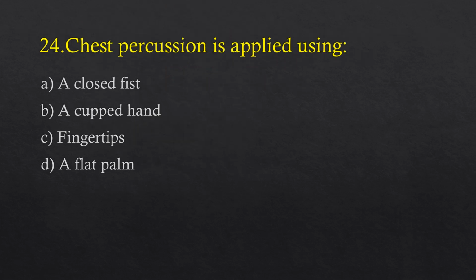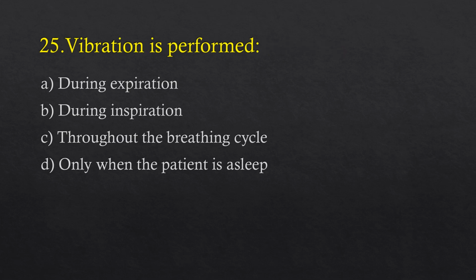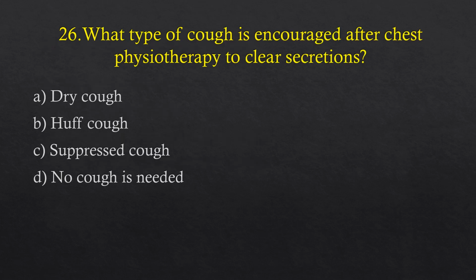24. Chest percussion is applied using dash. A. A closed fist. B. A cupped hand. C. Fingertips. D. A flat palm. The answer is a cupped hand. 25. Vibration is performed A. During expiration. B. During inspiration. C. Throughout the breathing cycle. D. Only when the patient is asleep. So the answer is during expiration.